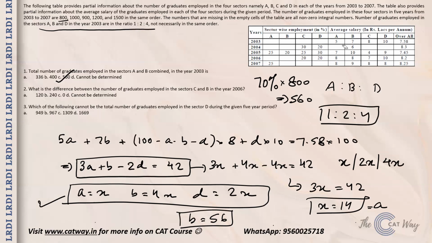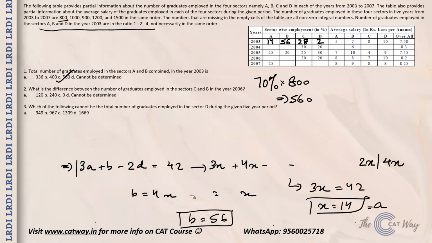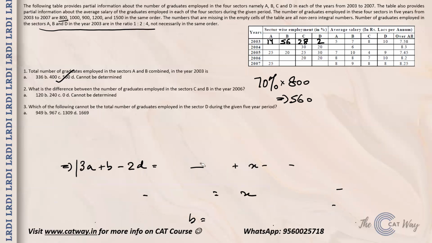Also, now we know the values of these four. The values of these four are going to be 14, 56, then 28, and this is going to be equal to 84. So this is what you have over here. Now guys, moving on to the second question that we have. Just a second, let us remove all this data, and then move on to the second question.